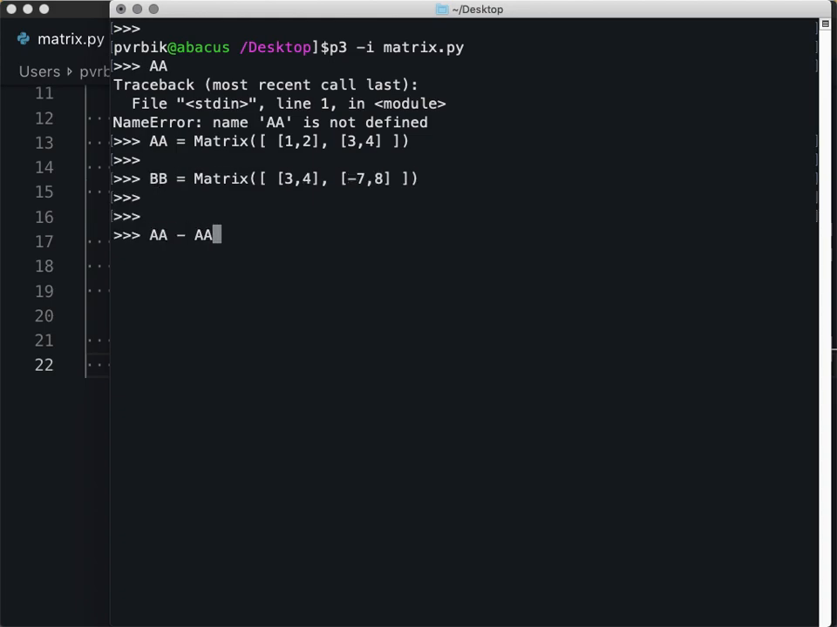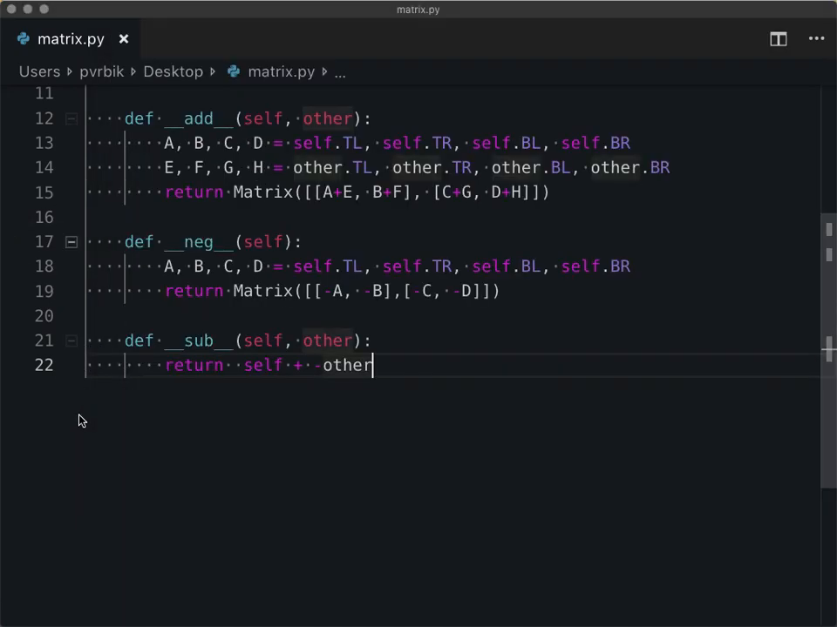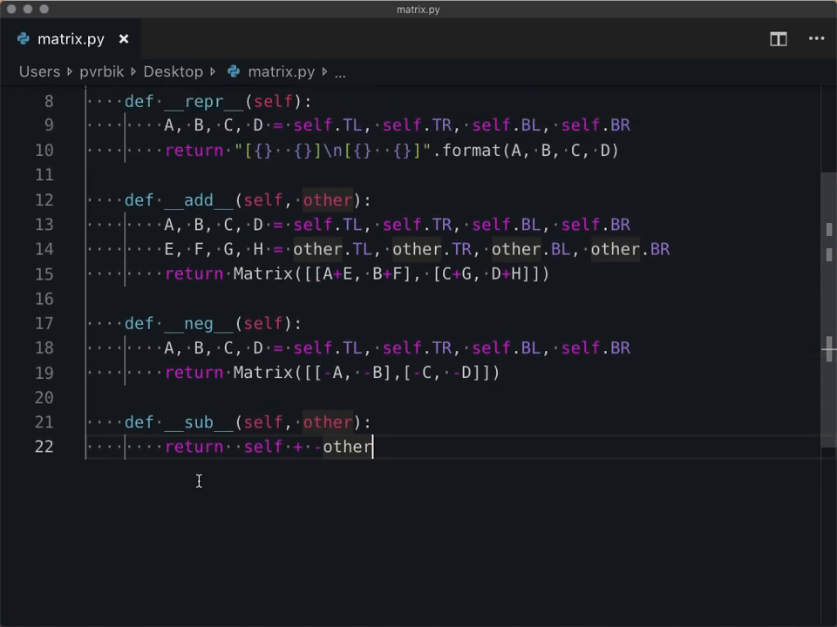here's a great test for if our negation works. It should be the same thing with the signs reversed, yeah? Great. Now, I can do one more, but you're just gonna have to trust me.